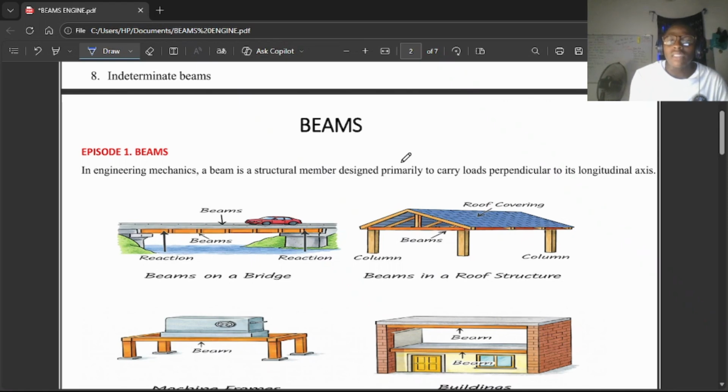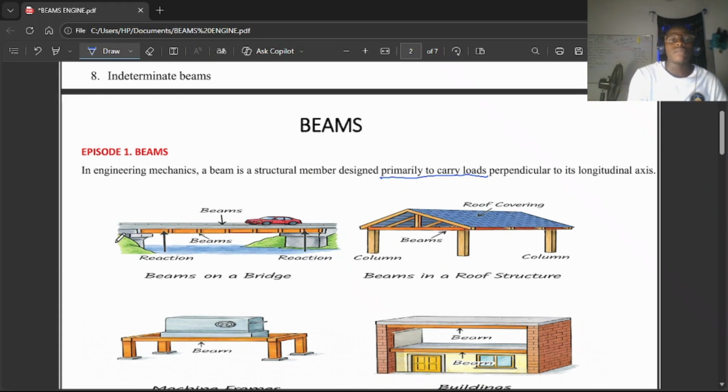Now, what do you need to note down? What you need to note down is primarily carry load. So the function of a beam is to carry load. Am I communicating? Now look at the scenarios we have here. The first one which we have here is the bridge, beams on a bridge.